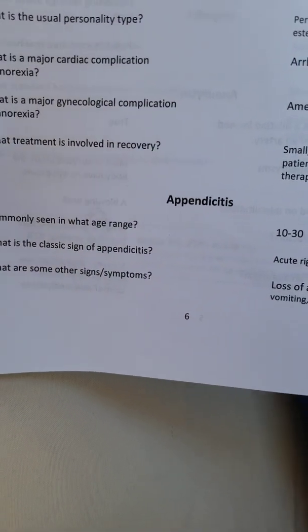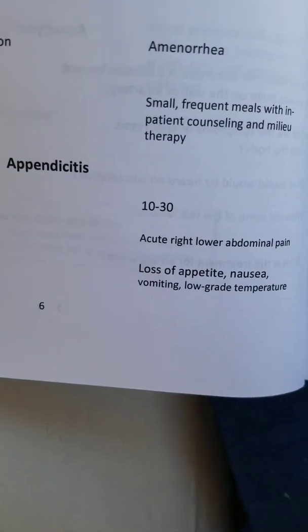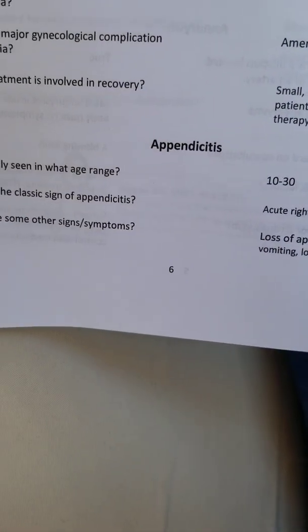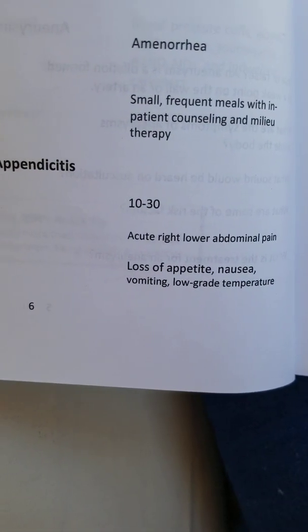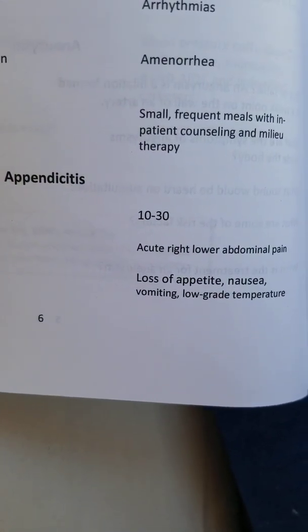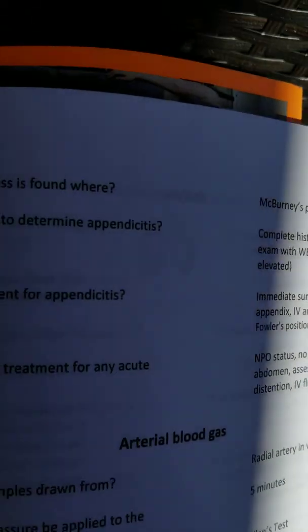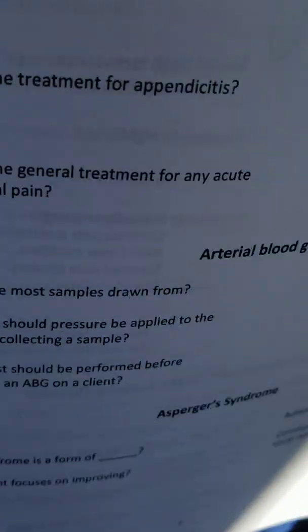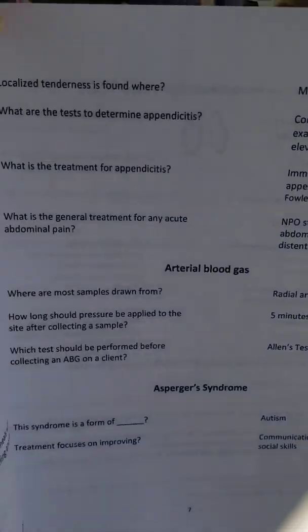Moving on to appendicitis, bottom of page 6. Commonly seen in 10 to 30 years of age. Acute right lower abdominal pain. Signs and symptoms include loss of appetite, nausea, vomiting, and a low-grade temperature. Localized tenderness is found at McBurney's point.